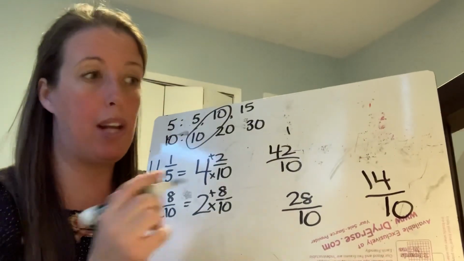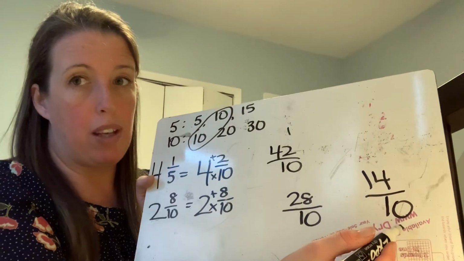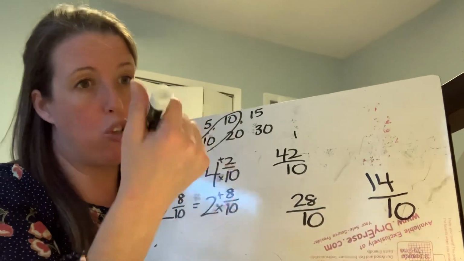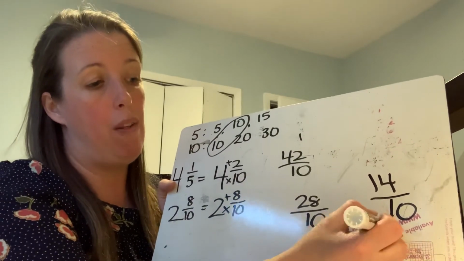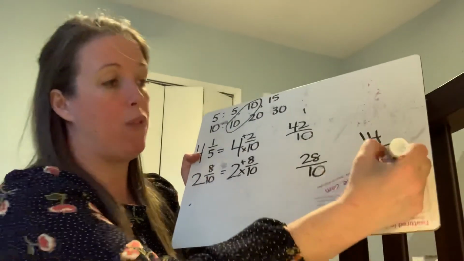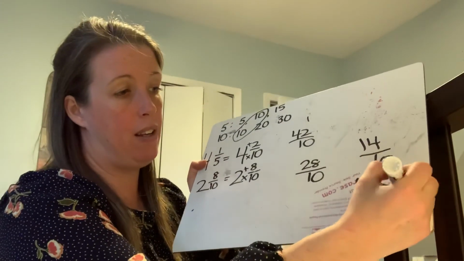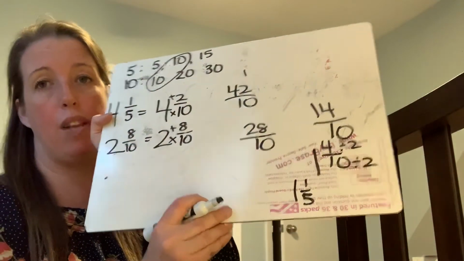How can I rename that? Divide, or know that every whole is going to be 10. So 10, 20, I don't have 20, I only have 14. So I do have 1 whole plus 4 extra, which is 1 and 4 tenths. And if we simplify that, 1 and 1 fifth.